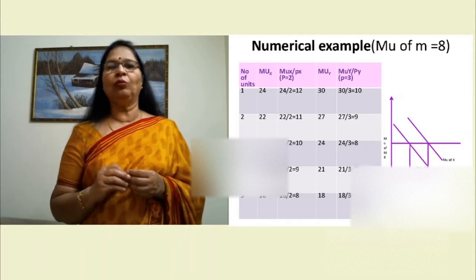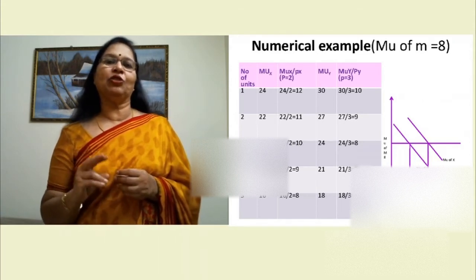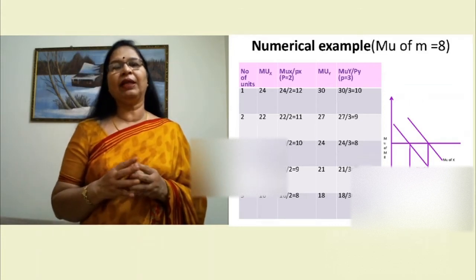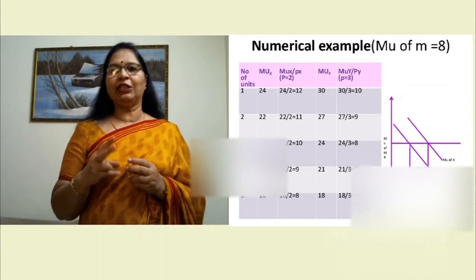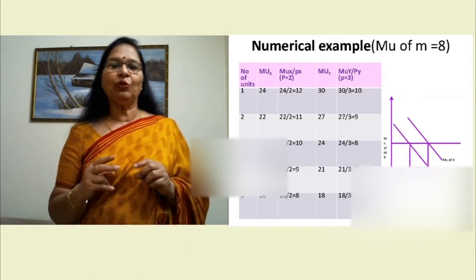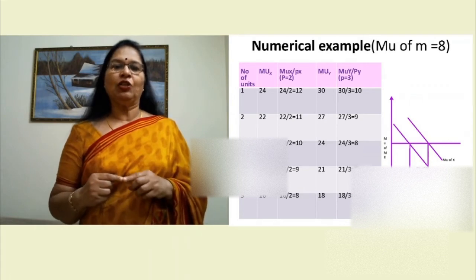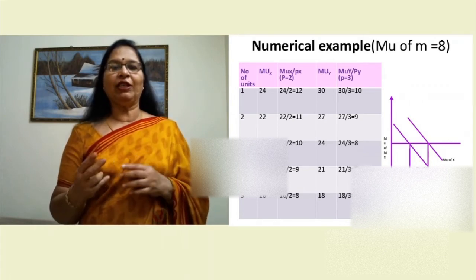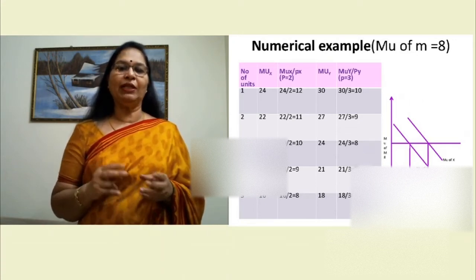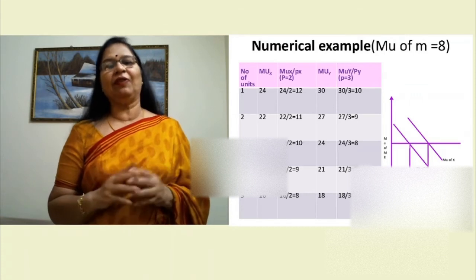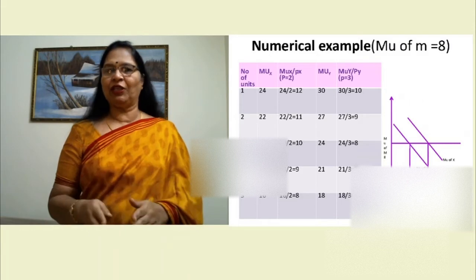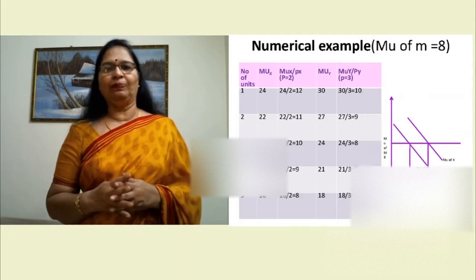Now we will assume that the price of commodity X is rupees 2, just for easy calculation, taking a small number like that. So the price of commodity X is rupees 2, and we have a list of utility of that commodity. Now what are we doing? MUX by price of X. So 24 divided by 2, 22 divided by 2, 20 divided by 2, 18 divided by 2 and 16 divided by 2. We have divided all the marginal utilities by the price of that commodity, and we got the third column.